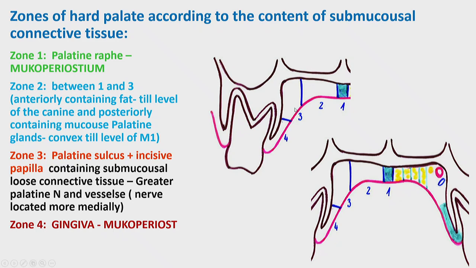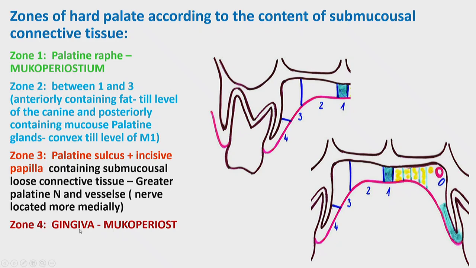The very important zone is zone number 3. This zone number 3 is the place where the palatine sulcus or palatine groove and the incisive papilla are located. In this area, we have submucosal loose connective tissue, and through the palatine sulcus pass the greater palatine nerve and vessels, and through the incisive papilla pass the nasopalatine nerve and vessels. So this is very important, and is the place for the application of the anesthetic solution.